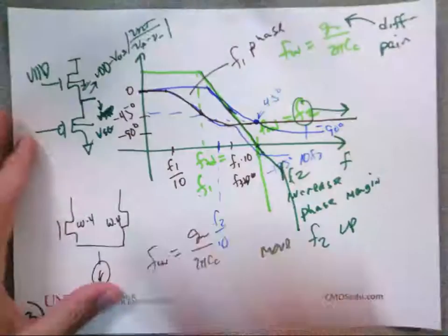So we don't like that NMOS on the top and PMOS on the bottom, so let's consider what happens if we do the following.